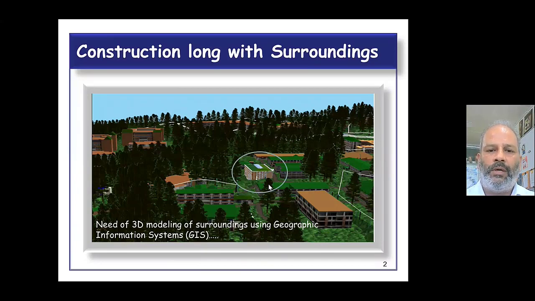This slide shows the facility which is to be constructed, that has been prepared in some BIM, and that has been placed in its surroundings. That surrounding has been developed in GIS. So in this presentation, we will discuss how to develop surroundings with the help of GIS.